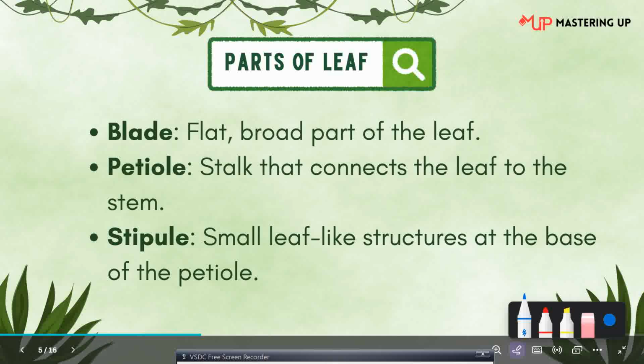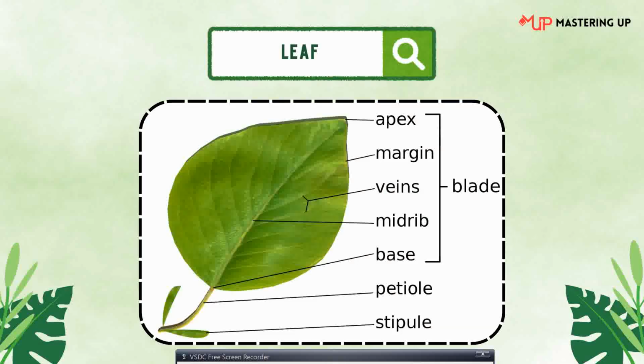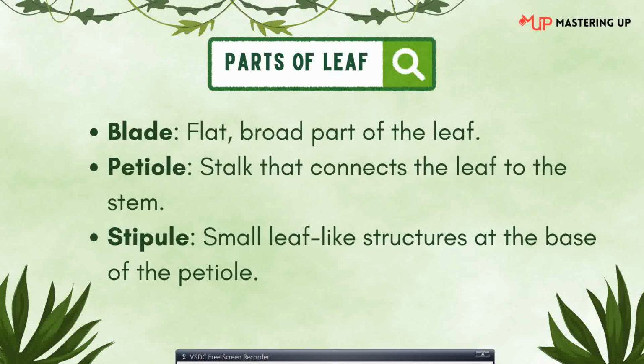Now next, parts of the leaf. As we have already discussed, the blade portion, that is the apex, margin, veins, midrib, and base. This blade portion is the flat, broad part of the leaf, and the petiole is the stalk that connects the leaf to the stem, and the stipule is a small leaf-like structure at the base of the petiole.